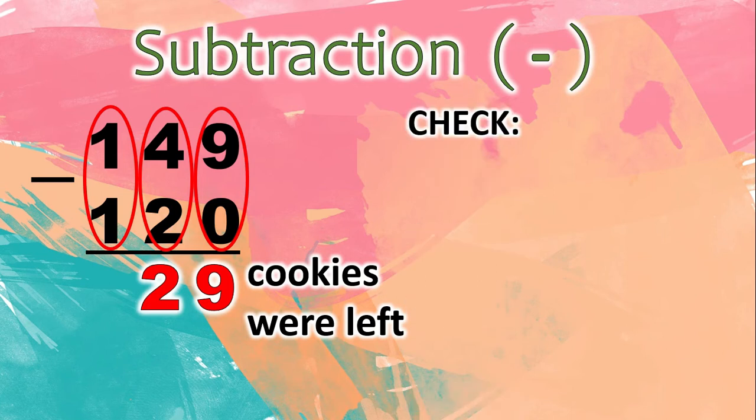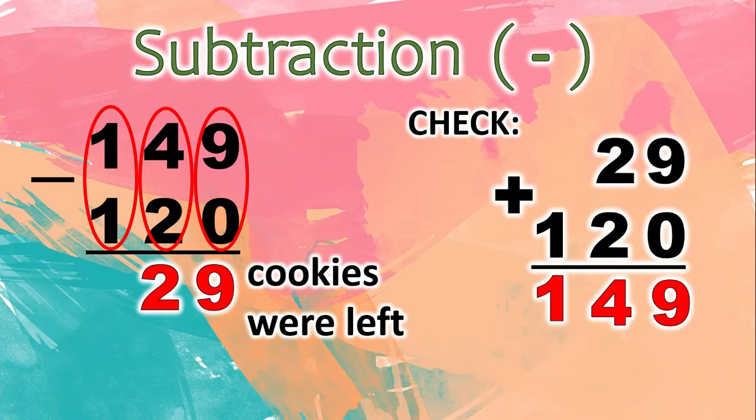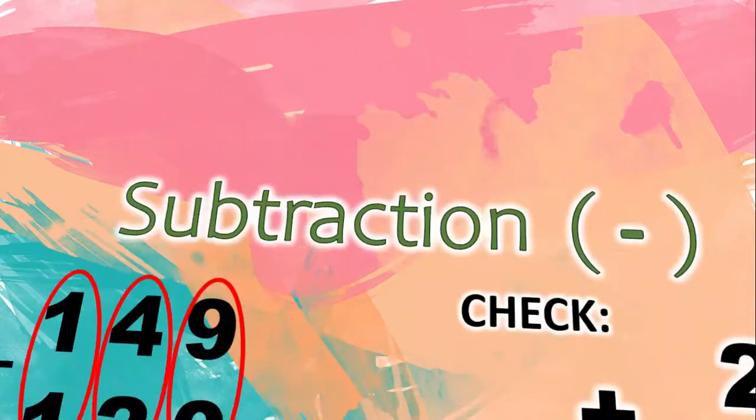Now we can check our answer. We have here 29 plus 120. You will add that upward. 9 plus 0 is equals to 9. 2 plus 2 is equals to 4. And put down the number 1. Again, 29 plus 120 is equals to 149. That's how you will check your answer in subtraction, by adding it upward.